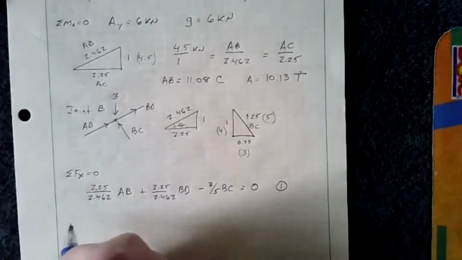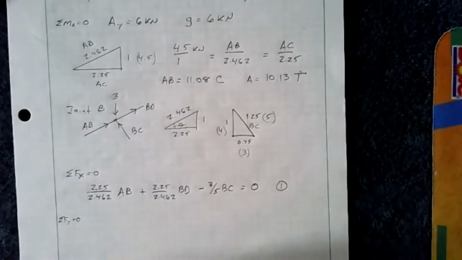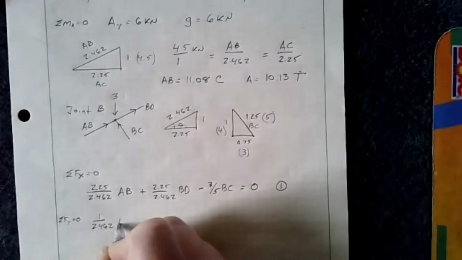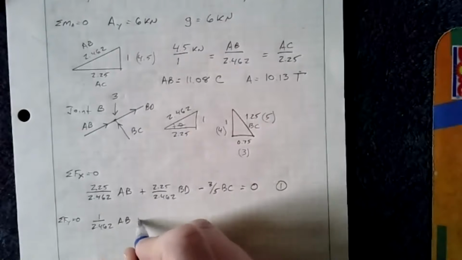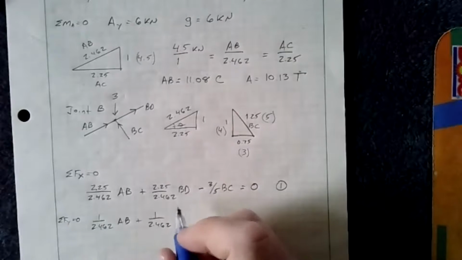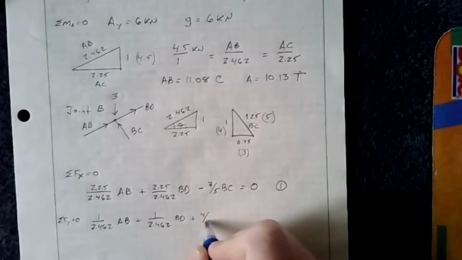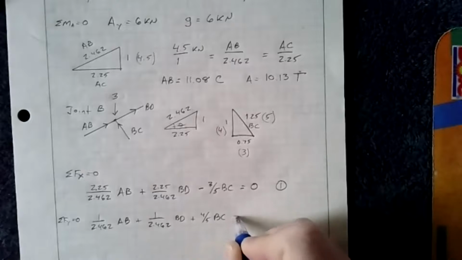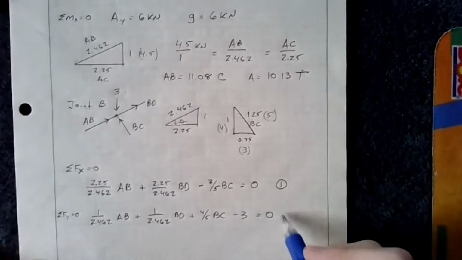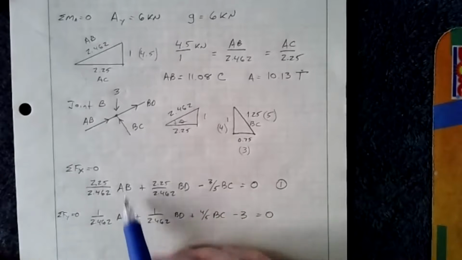So now I'm going to sum the forces in the y. In that case, I get 1 over 2.462 AB plus 1 over 2.462 BD plus 4/5 BC minus 3 equals 0. So now I have this second equation. Now I have two equations and two unknowns because I know what AB is.